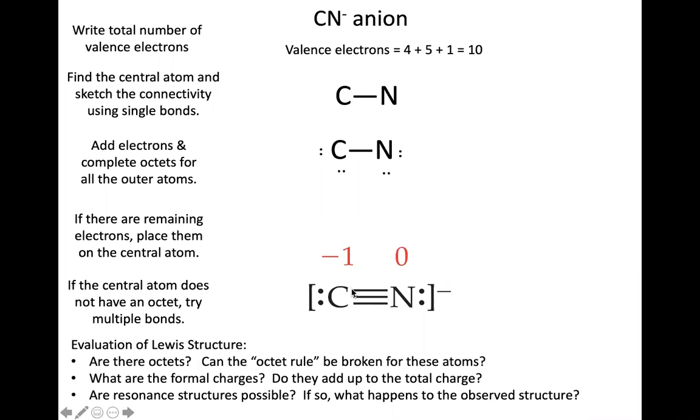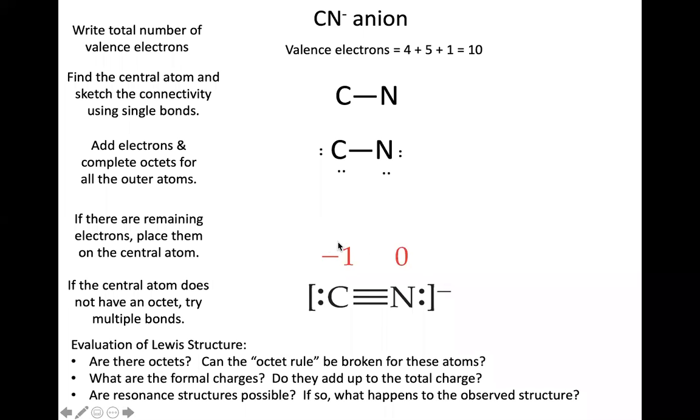The carbon on the left has 2, 4, 6, 8. The one on the right, 2, 4, 6, 8. Notice we're putting brackets around it and the minus sign because it's a -1 anion. This is working here for octets.